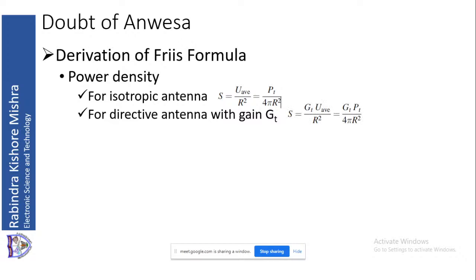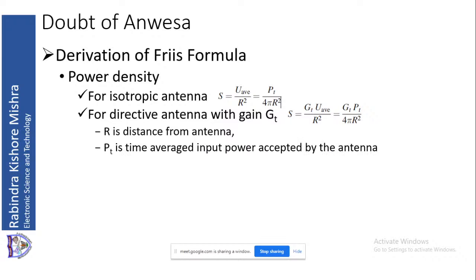So therefore S is equal to GT into U average by R square. U average we have found out, PT by 4 pi. So S is equal to GT into PT by 4 pi R square for a directive antenna. Now in this expression, R is the distance from the antenna, and PT is the time averaged input power accepted by the antenna.